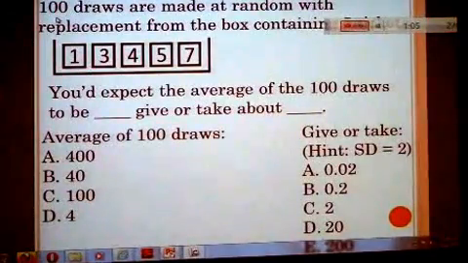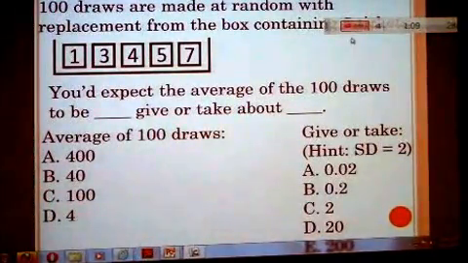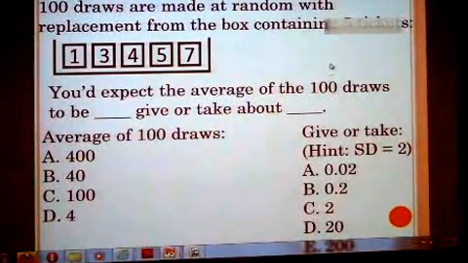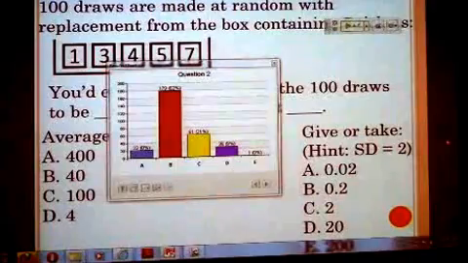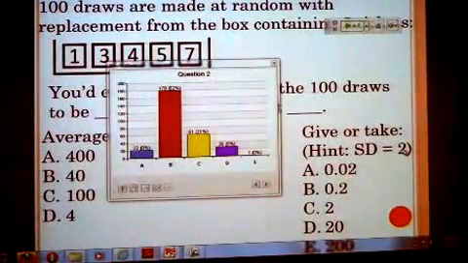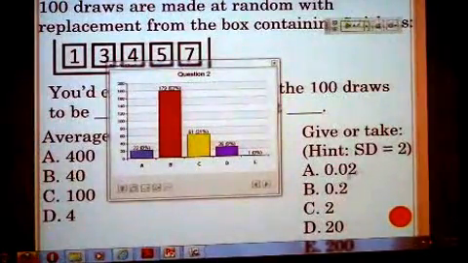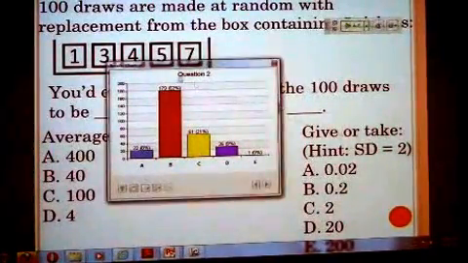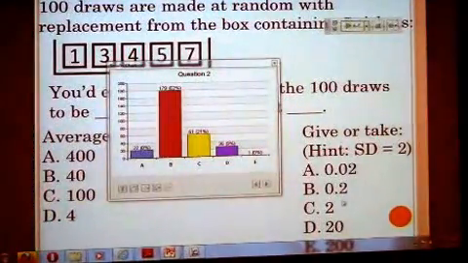Okay. Should we stop? Anybody still need time? No. So let's stop it. Yes, we divided 2 by the square root of 100. 2 divided by 10 is 0.2. That's all we did. SD divided by the square root of n. 2 divided by 10.